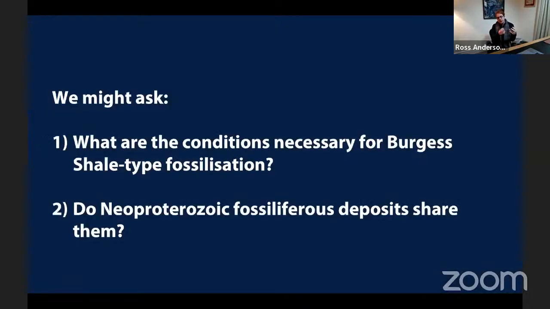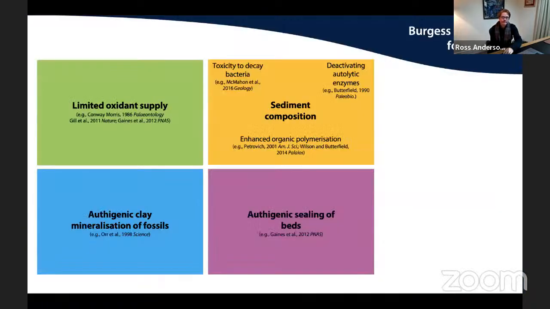So given that Burgess Shale-type deposits might be the place to look, the taphonomic studies I'm going to focus on today will focus on 2 questions. Firstly, what are the conditions necessary for Burgess Shale-type fossilization? And then secondly, do Neoproterozoic fossiliferous deposits share these conditions? So let's take the first one first.